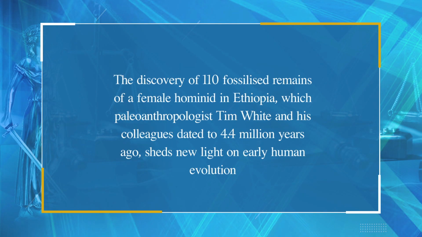The discovery of 110 fossilized remains of a female hominid in Ethiopia, which paleoanthropologist Tim White and his colleagues dated to 4.4 million years ago, sheds new light on the theory of early human evolution. These fossils are sufficiently different from those of early Australopithecines that a new genus, Ardipithecus ramidus, had to be developed to accommodate them. Ardi was short.